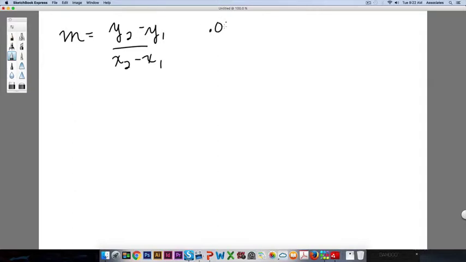So it was 0.06 amps, and we had 3 volts. There's one of my ordered pairs. I'm going to pick the last point. We have 0.24 amps, and we have 12 volts.